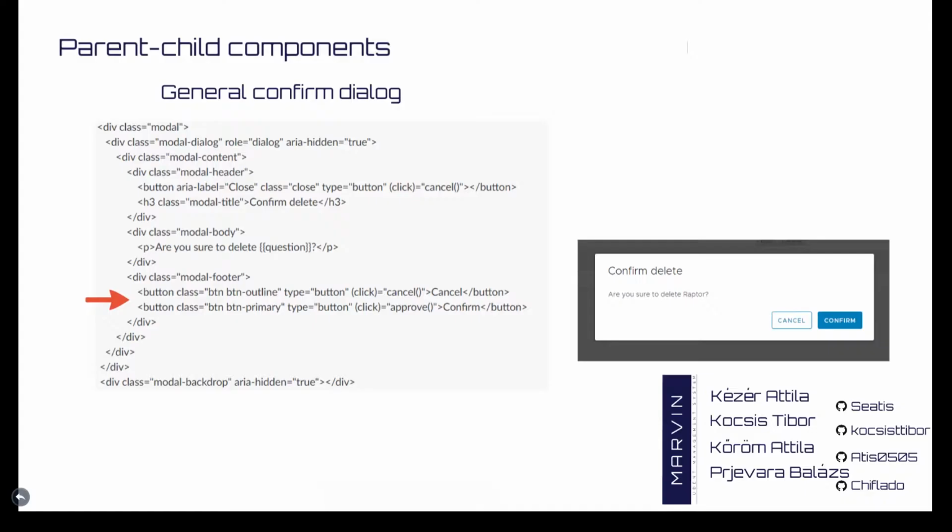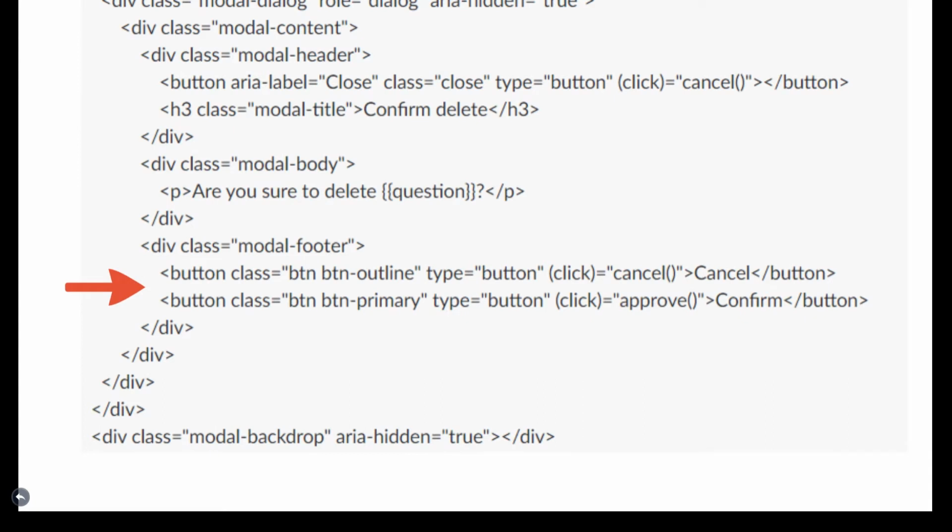For me, one of the most exciting things in this project was the parent-child communication between the components, and maybe the best example for this is the general confirm dialog, which is responsible for approving deletes in the components. And this is basically a Clarity modal element. The template code is written in the parent component.